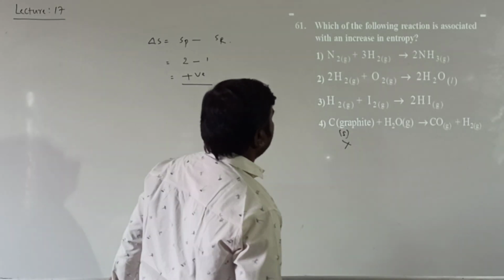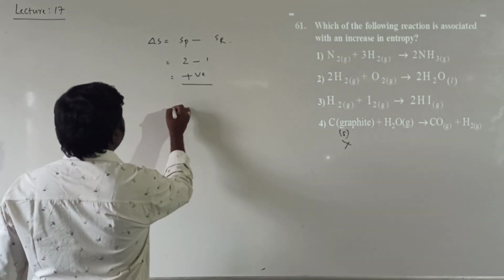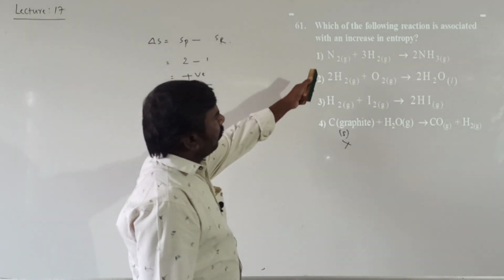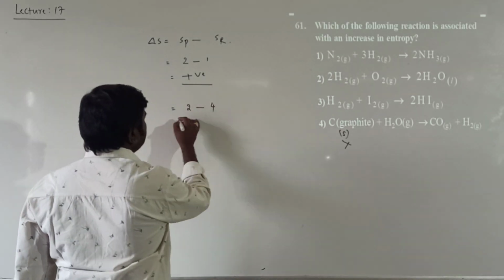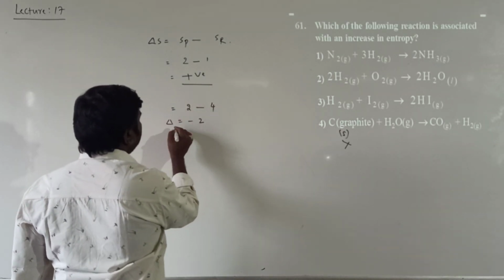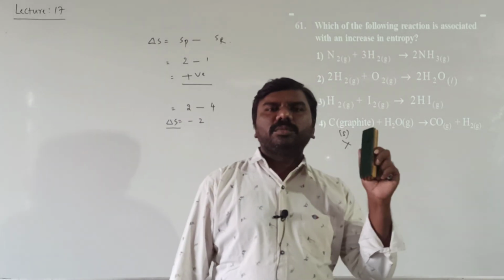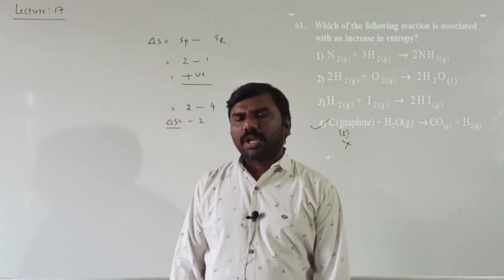First equation, if you observe, 2 NH3 gaseous, it means that is 2 products. Next, 1 N2 and 3 H2, totally 4 reactants, minus 2. Delta S negative means lower entropy, positive means higher entropy. So, that is the right answer, fourth option.